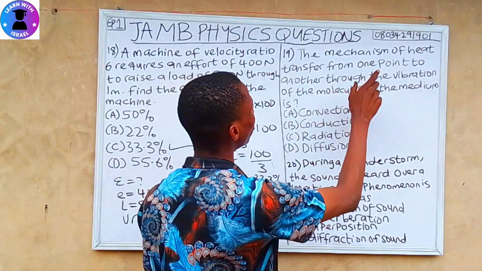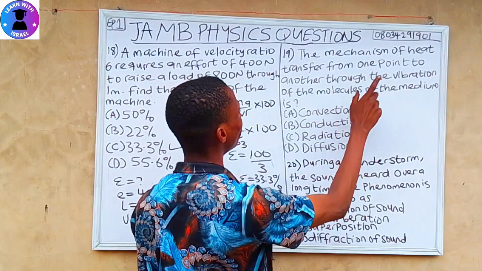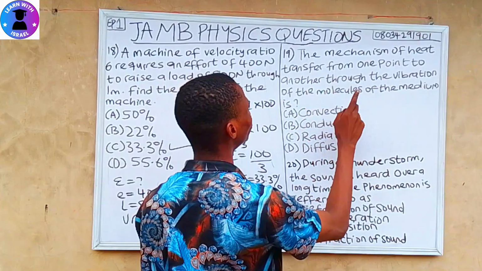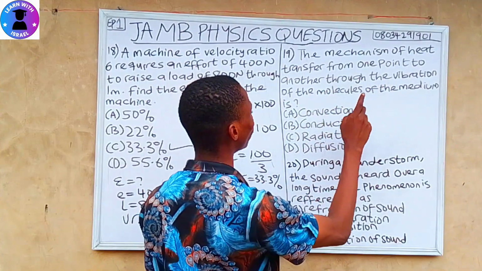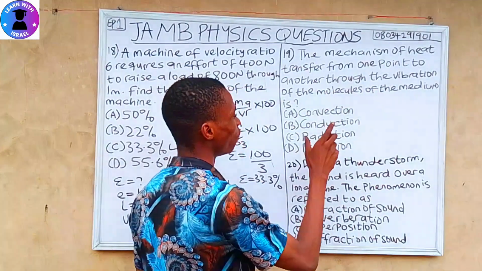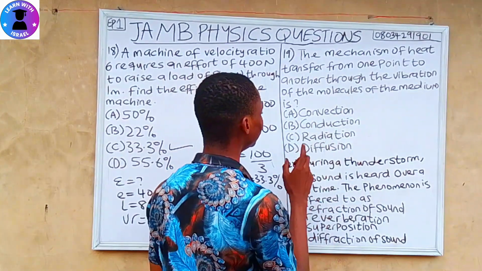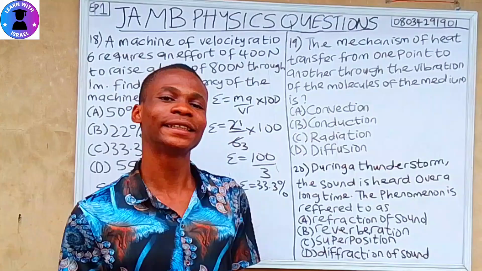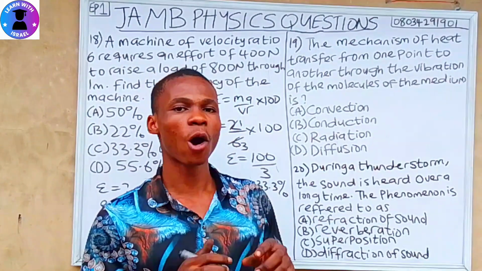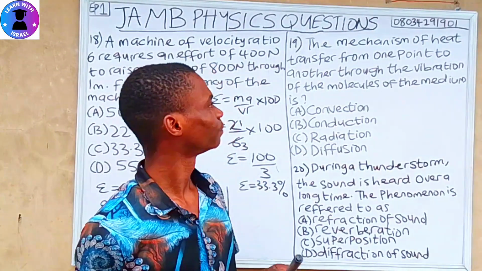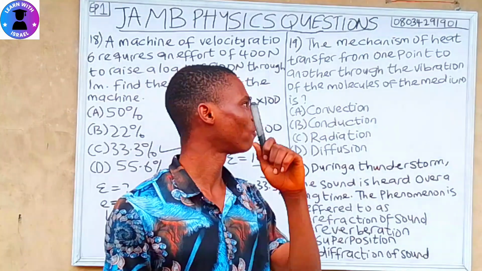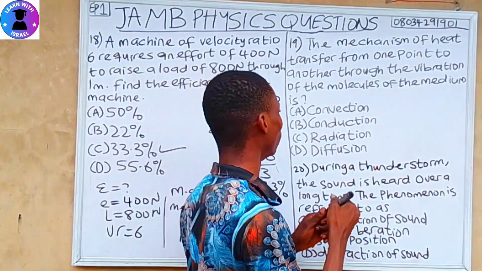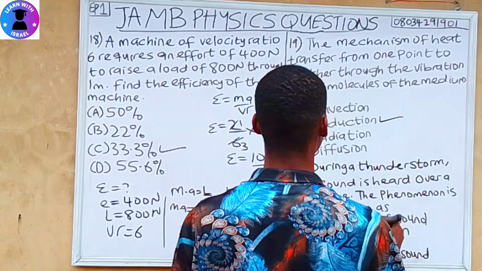The mechanism of heat transfer from one point to another through the vibration of the molecules of the medium is A, convection, B, conduction, C, radiation, D, diffusion. So conduction is the mechanism of heat transfer from one point to the other through the vibration of molecules of the medium. So conduction is the correct answer.